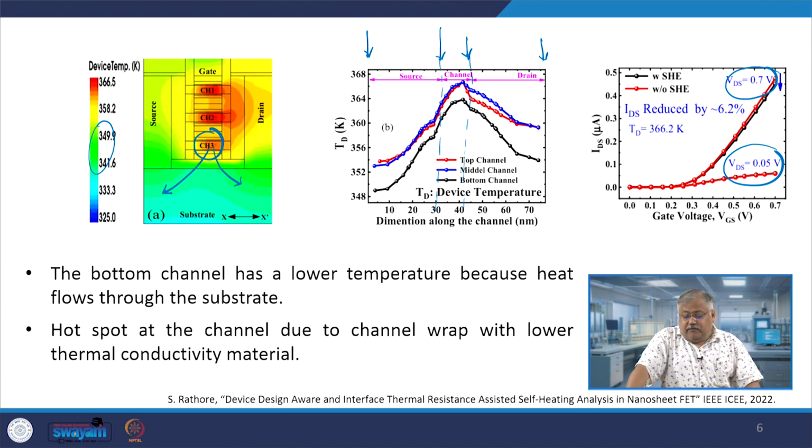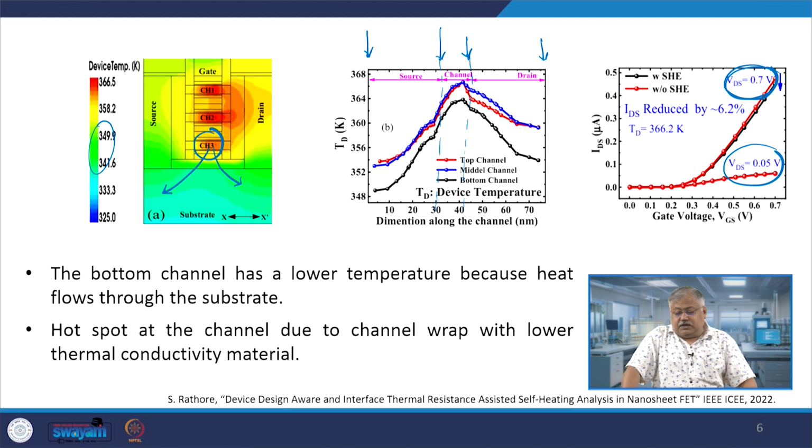distinguish it. But when you increase your VDS to 0.7 volts, which is this one, then you can see a decrement in the value of your drain current with the self heating effect, and this decrement is primarily because of the reduced mobility, which happens due to larger scattering near the drain end.